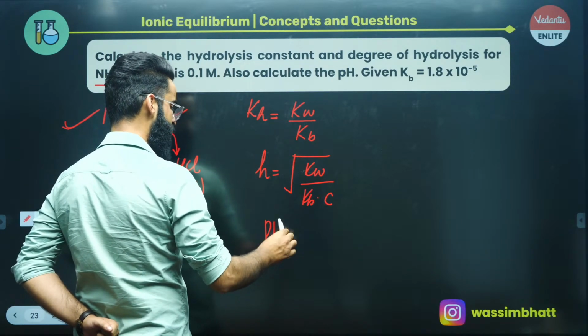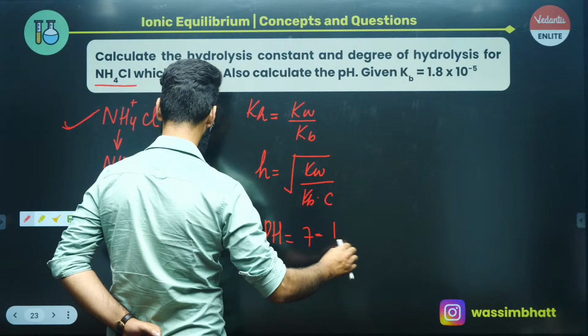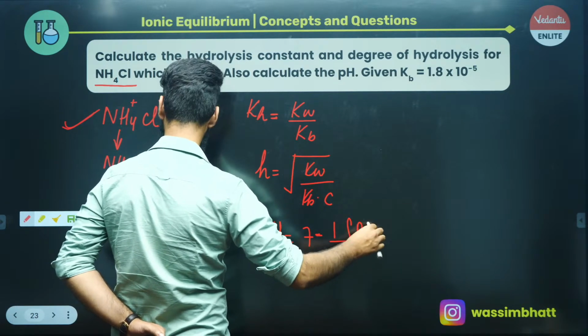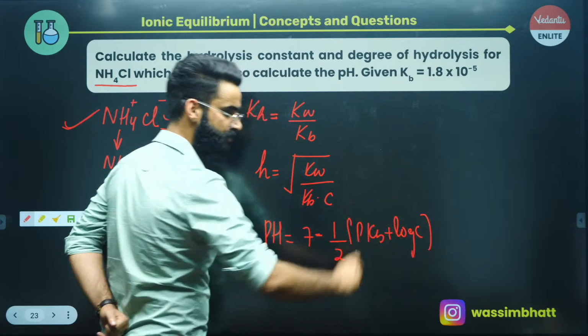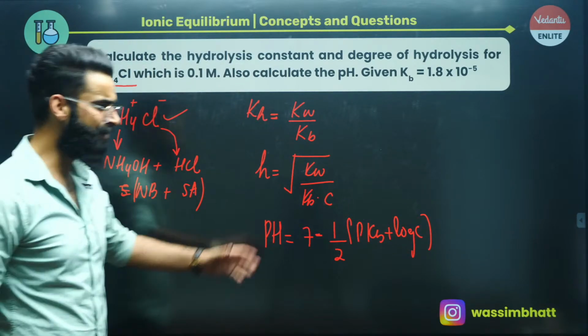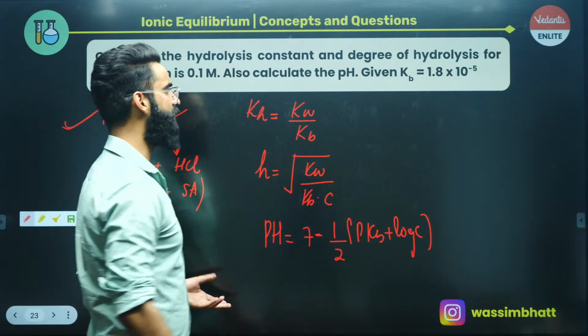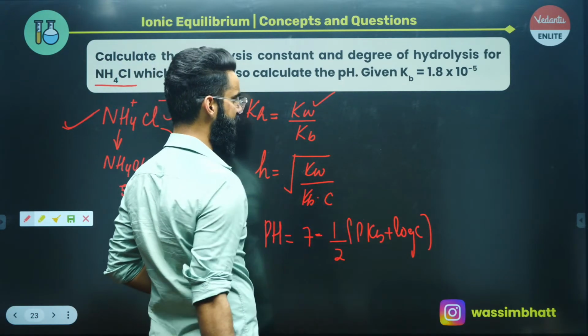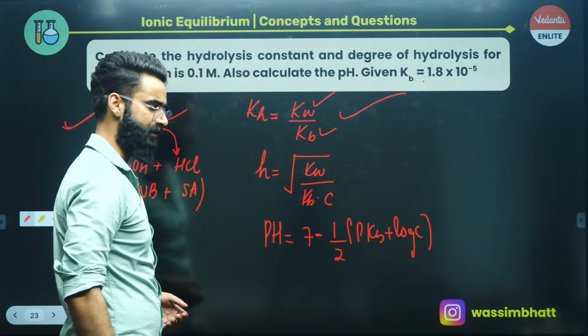Similarly, if you want to calculate pH, pH is going to be 7 minus half of pKb plus log C, where C is the concentration of salt. Guys, you just need to remember these formulas and put these values in the formula. See, at 25 degrees centigrade, Kw is 10 raised to minus 14. Kb value is given to you in the question. From here, you will be calculating the hydrolysis constant, right?